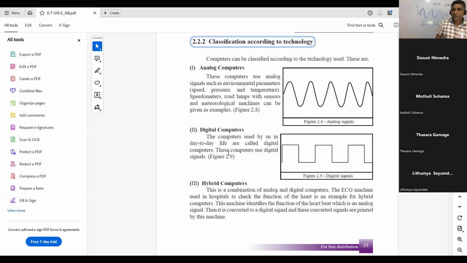So speedometer, it's an analog computer, right? Digital computer, you can name so many digital computers because we use digital computers for our day-to-day life. And hybrid computers, basically it captures an analog signal and converts it into digital form, right? Those are hybrid computers. Remember the ECG machine. So maybe a digital thermometer, right?